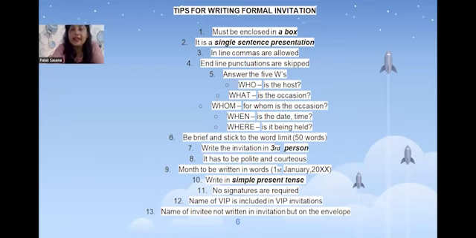End line punctuations must be skipped. You should clearly remember the 5 W's. They are who, that means who's the host, who's writing the invitation. What, why is the invitation being written, for what purpose? Is it a birthday? Is it a marriage? Is it an opening? Is it a business request?